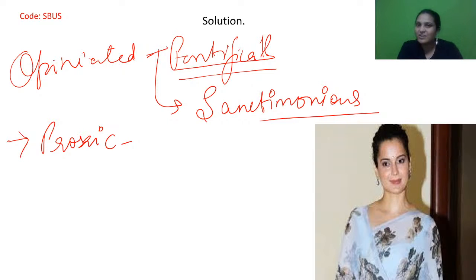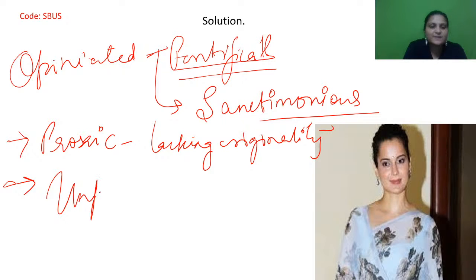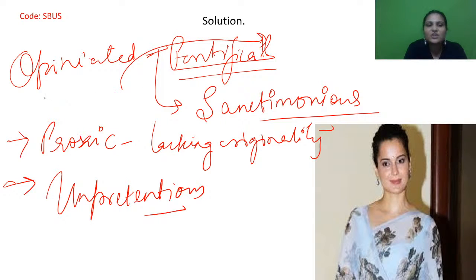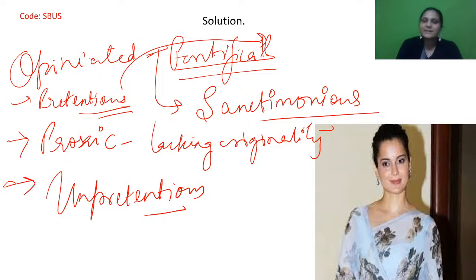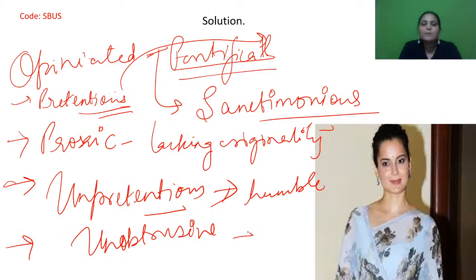Prosaic is something which is very plain Jane and which lacks originality. Lacking originality. It is not something very creative. It is very plain Jane. Then you have this word called unpretentious. Now, pretentious is a synonym of being opinionated. Somebody who's pretentious, right? They have a very high opinion or superiority complex about themselves. These people are pretentious. Unpretentious people are very humble. They keep a very low profile. And the last one is unobtrusive. As the name indicates, these are people who speak very little and keep a very low profile.